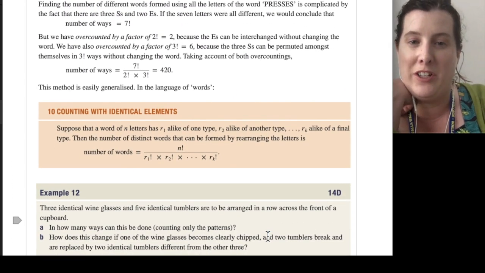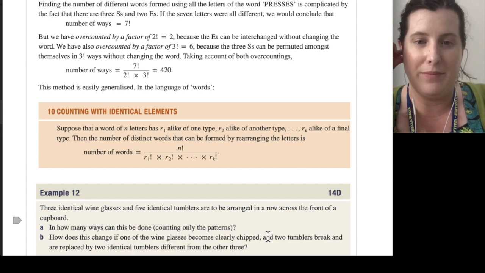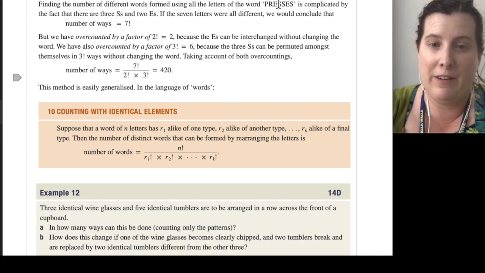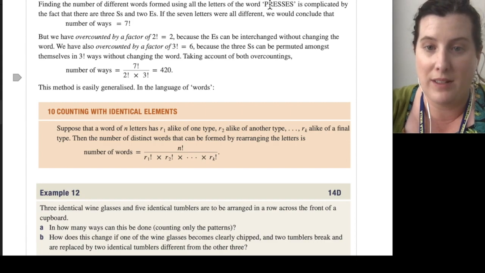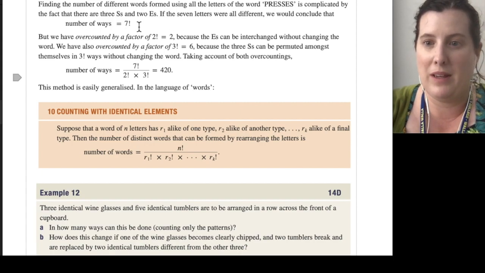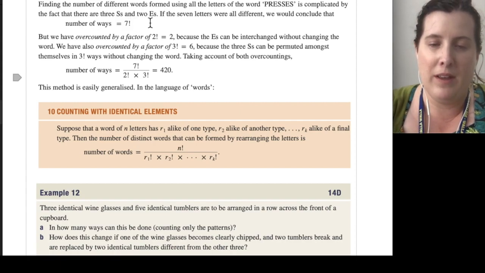We come to actually counting the number of identical elements that we have. So for example, if we have the word presses and we were trying to figure out the ways that we could form words out of all of these letters, 1, 2, 3, 4, 5, 6, 7, then that would be 7 factorial, which is the same as 7 pick 7, 7P7. 7 factorial. So that ends up with a huge thing.